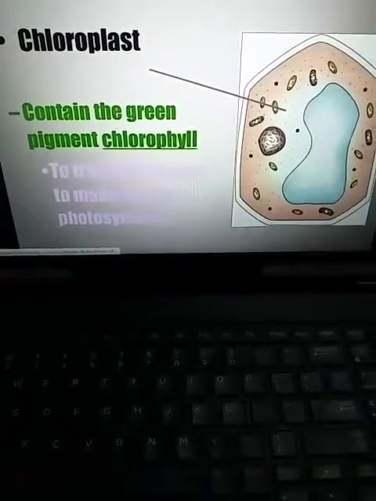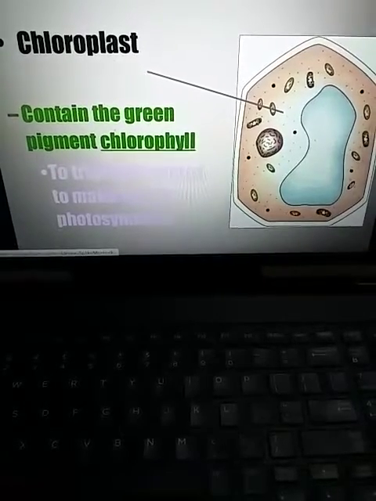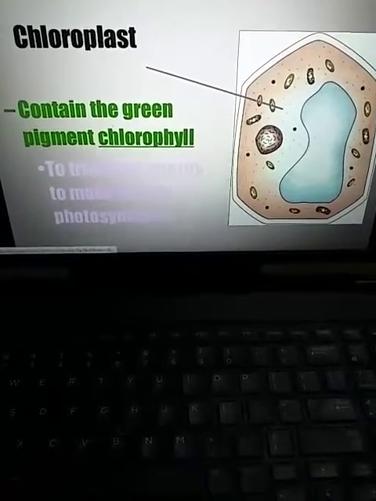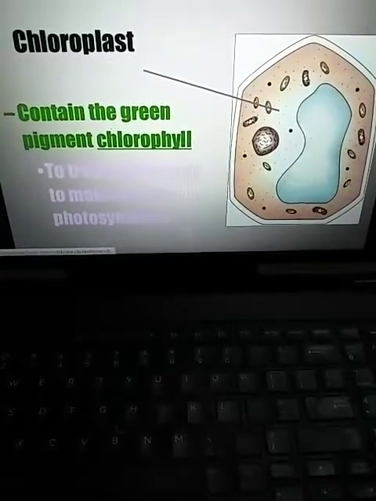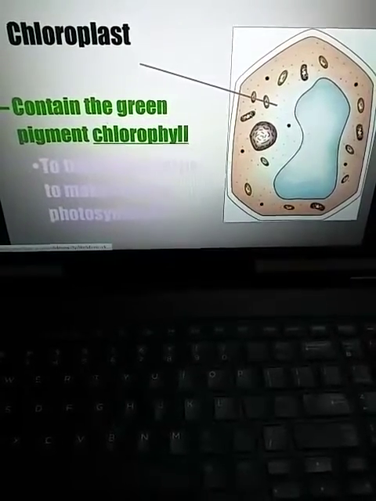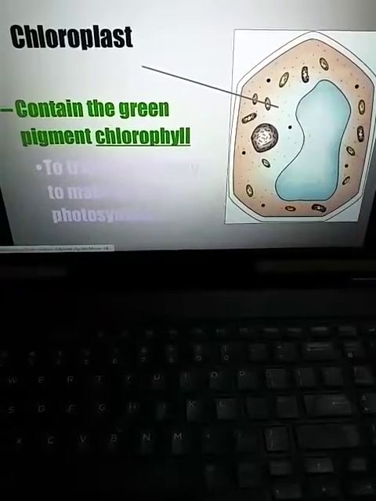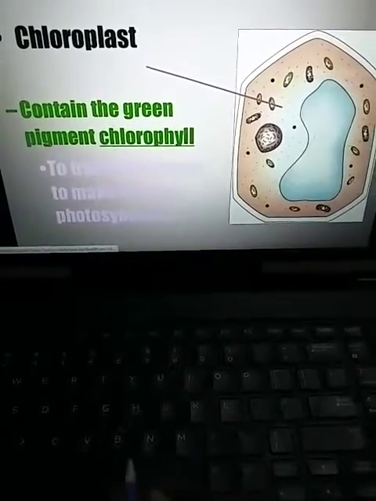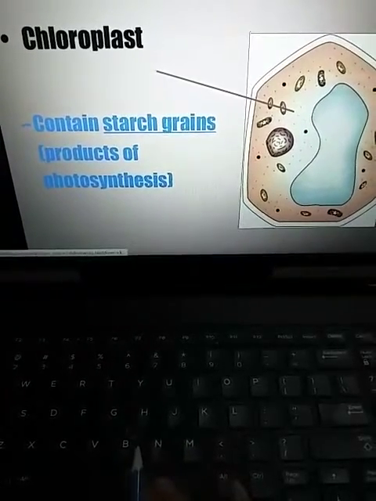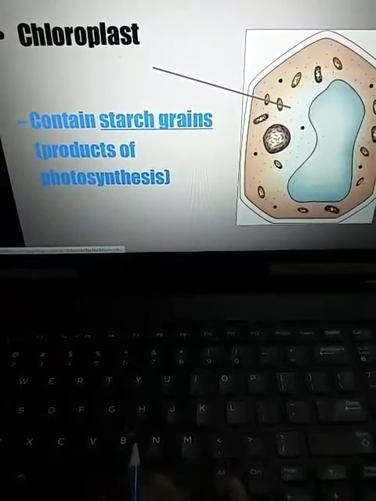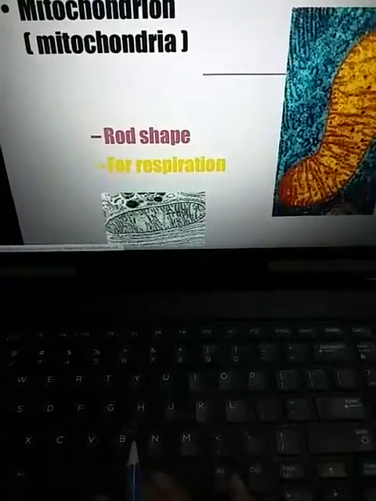Now the next organelle is known as the chloroplast, and it is only present in the plants. It contains the green pigment known as the chlorophyll, to trap the energy of the sunlight to make the food by the process of photosynthesis. Next, this chloroplast contains starch grains, which are the products of the photosynthesis.